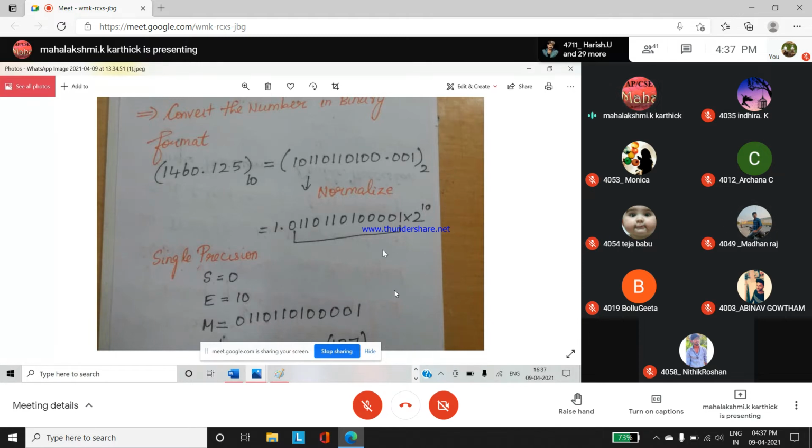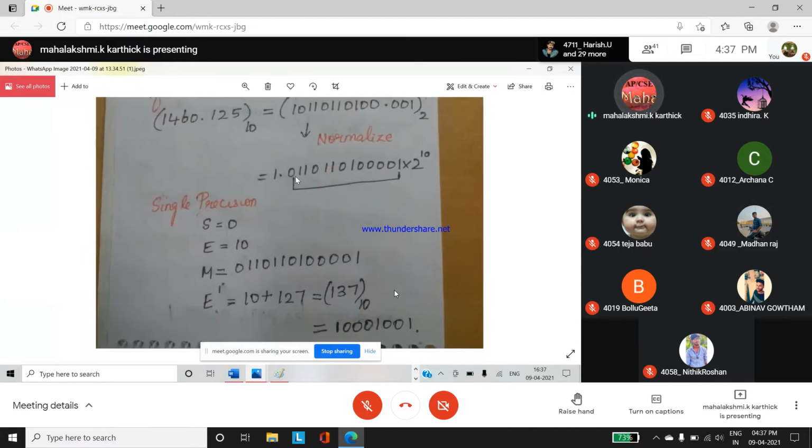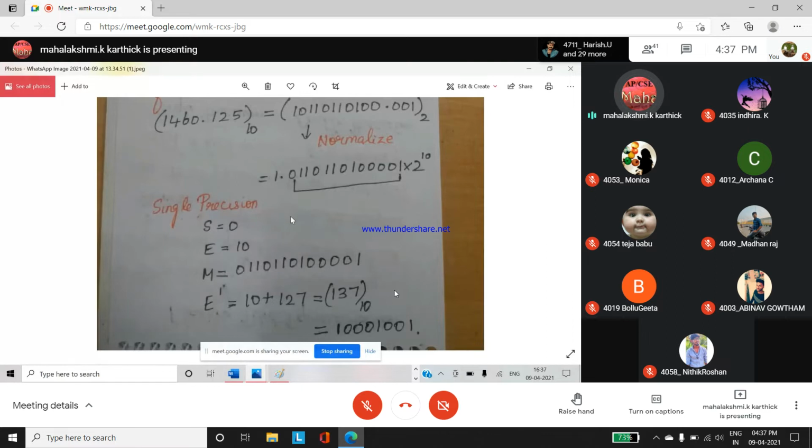Good. After that, we have to split this into single precision. You know what the format fields are. There will be a sign bit, there will be an exponent value, then the mantissa, which I said is also called the fraction. So from this information we have to note down. So this is a positive number.